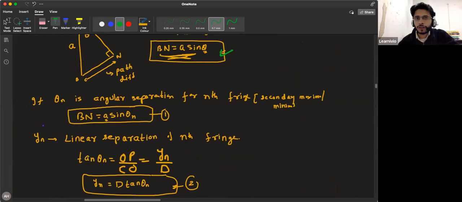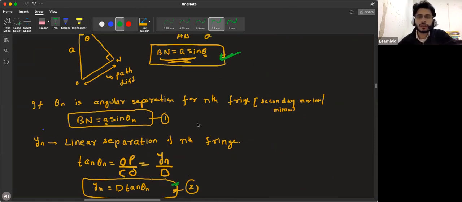So these are the important relations. One is path difference, which is d sine theta. Then the relation between yn and theta n. What is yn? What is theta n? Noah, what is theta n here? The angular separation. And what is yn? The linear separation. So theta is angular and yn is the linear separation.